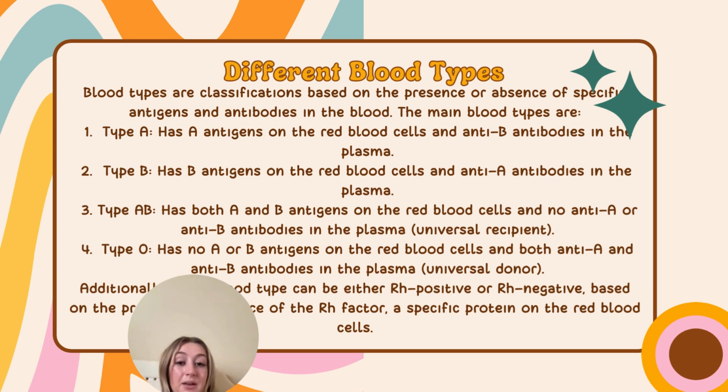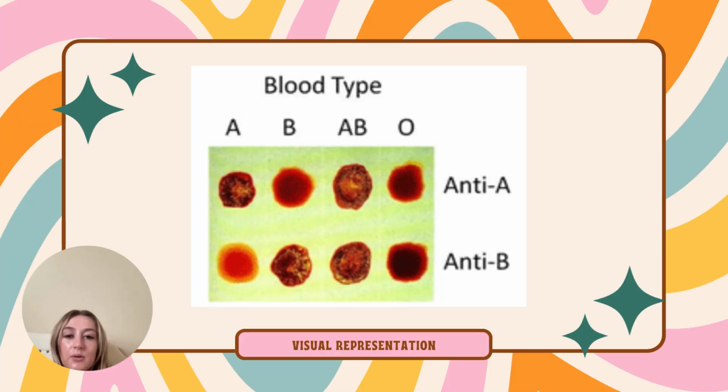Additionally, each blood type can either be Rh positive or Rh negative based on the presence or absence of the Rh factor, a specific protein on the red blood cells. Next, I included a visual representation of these blood types. If you look vertically, you see A, B, AB, and O. And then on the horizontal rows, for the first row, we have anti-A, and for the second row, we have anti-B.